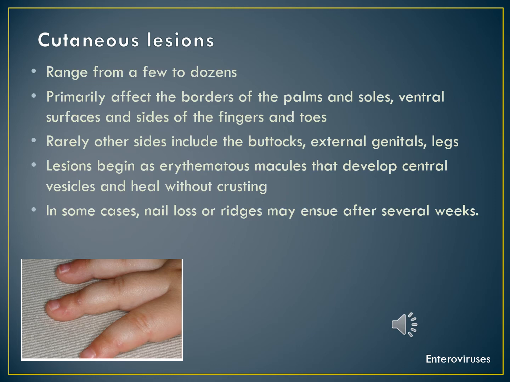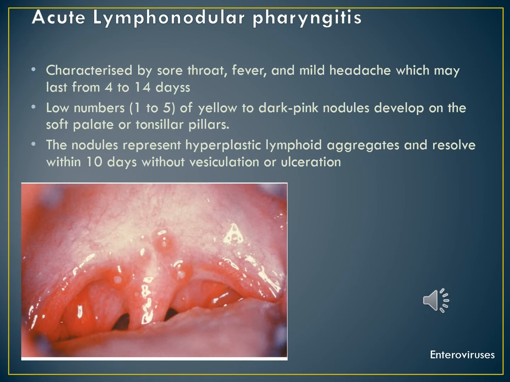Lesions begin as erythematous macules that develop central vesicles and heal without crusting. In some cases, nail loss or ridges may ensue after several weeks. Acute lymphonodular pharyngitis is seen in enterovirus infection. It is characterized by sore throat, fever, and mild headache, which may last from 4 to 14 days. Low numbers, 1 to 5 or below, of yellow to dark pink nodules develop on the soft palate or tonsillar pillars. The nodules represent hyperplastic lymphoid aggregates and resolve within 10 days without vesiculation or ulceration.